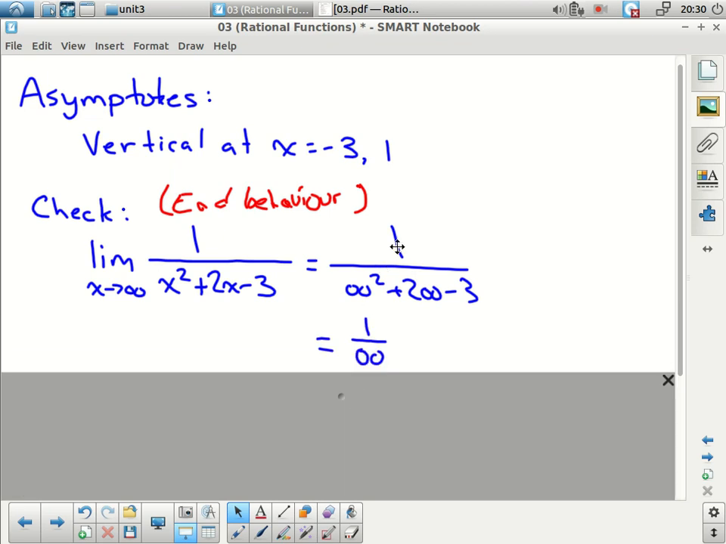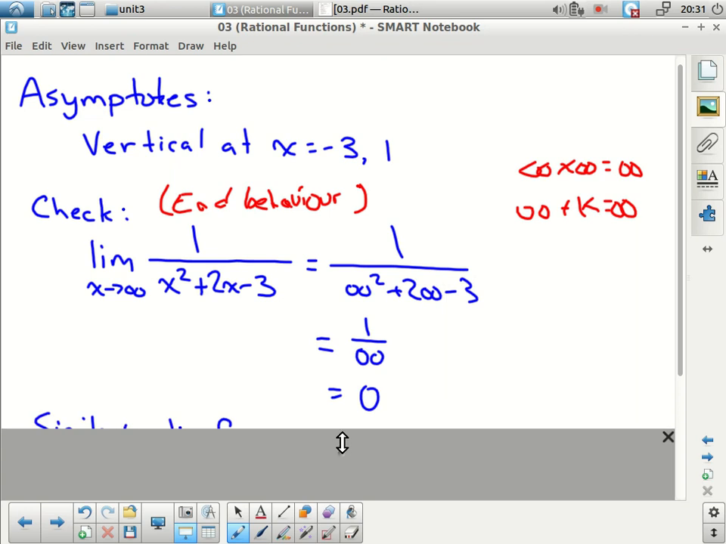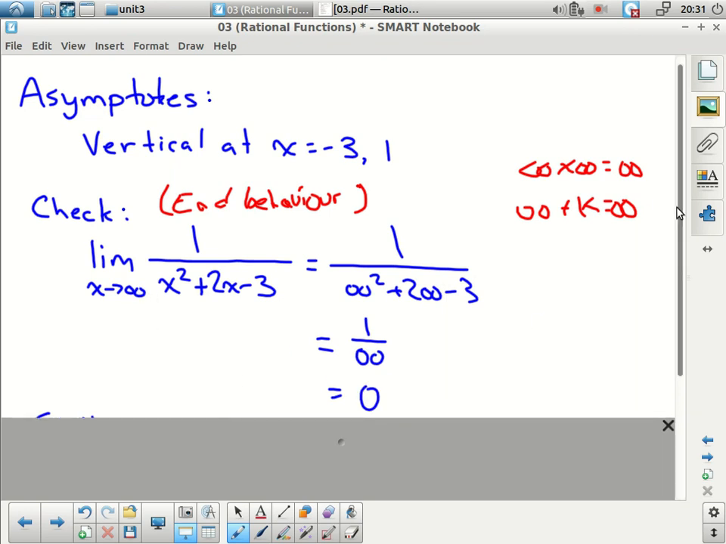Just the numerator, some of the rules just to review. Infinity times infinity is still infinity. Infinity plus infinity, or really infinity plus anything, is still infinity. So down here I have infinity squared, so infinity times itself is infinity, plus 2 times infinity, which is infinity, plus -3, so that is going to be infinity. So I have 1 divided by infinity when I plug that all in. So as I go to positive infinity, I tend towards 0.